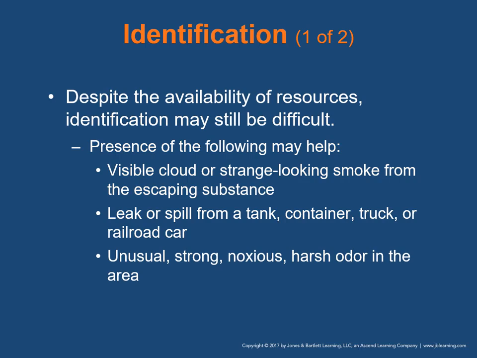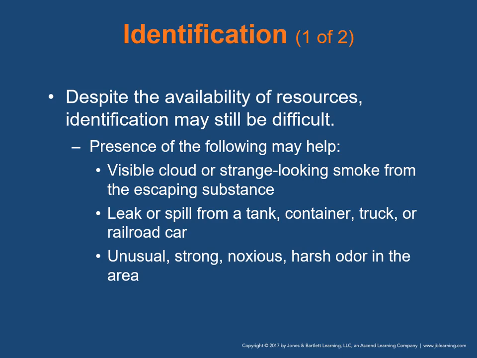Now we'll talk about identification. Despite the availability of resources, identification may still be difficult. Little consistency is used on labels and placards, and dishonest transporters sometimes will not label containers or vessels appropriately. Always maintain a high index of suspicion when approaching the scene of a truck or train tanker accident.